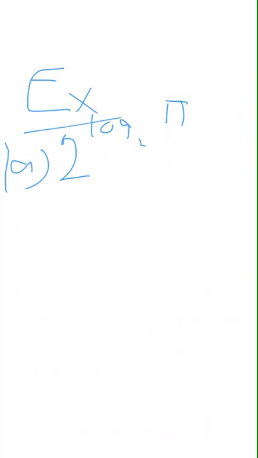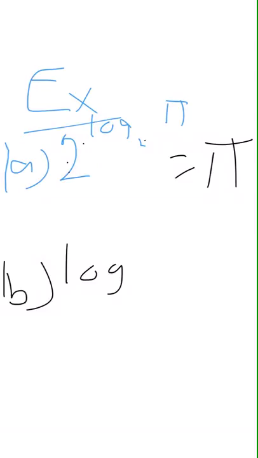So here are a couple of examples. For example, if you have 2 raised to a power of log base 2 of pi, since the base of the exponential and the base of the logarithm are both 2, you're just left with pi. Likewise, if you have log base 0.2 of 0.2 raised to a power of negative square root of 2, you're just left with negative square root of 2.